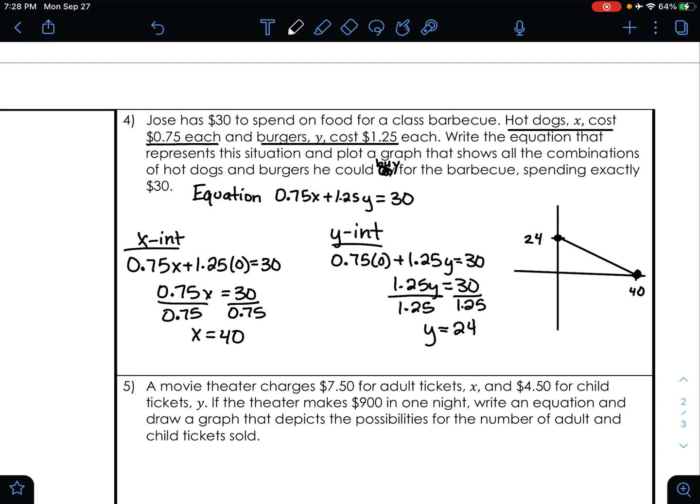So again, what it tells me is for my X-intercept, if I buy exactly 40 hot dogs, I cannot buy any burgers. My Y-intercept tells me if I buy exactly 24 burgers, I can't buy any hot dogs. And everything in between is the combination of hot dogs and burgers I can buy. Okay. So if I wanted to write my X and Y intercepts properly, I have 40, 0 and 0, 24.